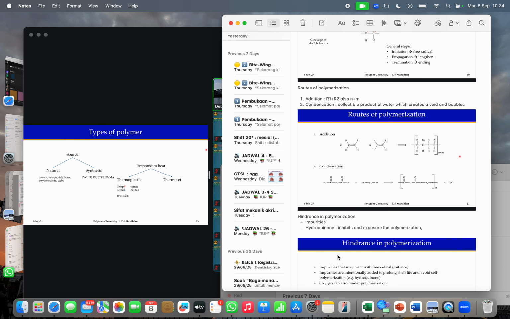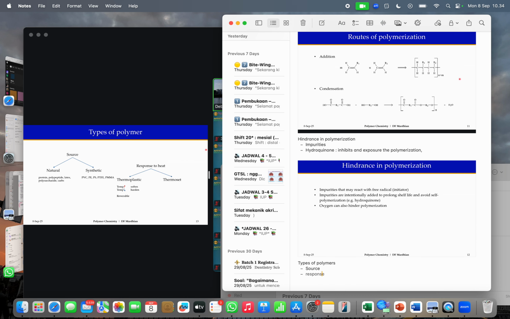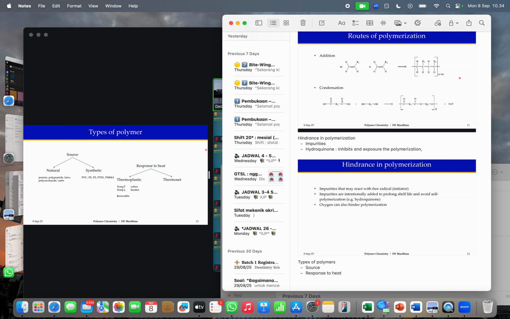Thermoplastics respond to rising temperature by softening. So when the temperature is raised, they will be softer and they will melt. However, when we cool the thermoplastic, it will go back to the solid form. And these reactions are reversible.